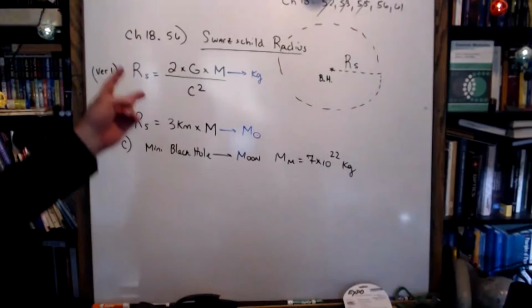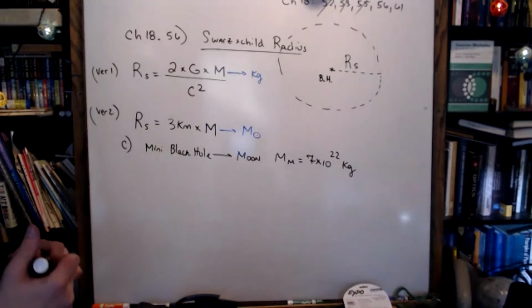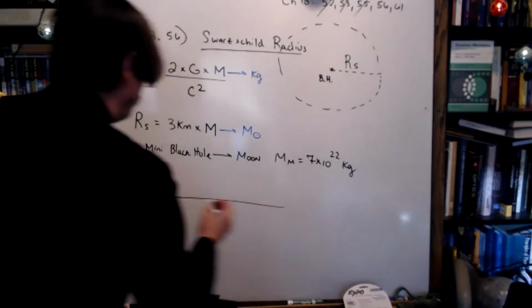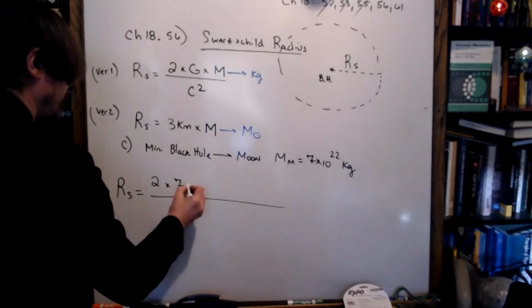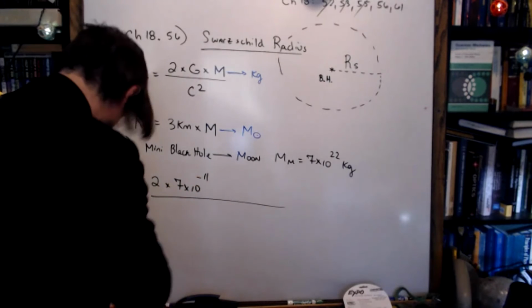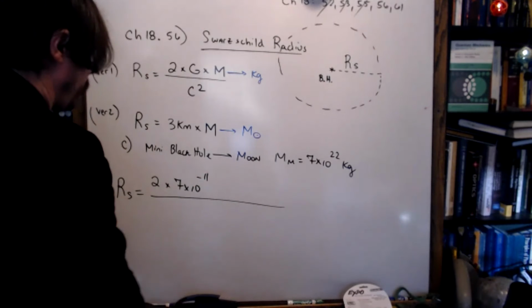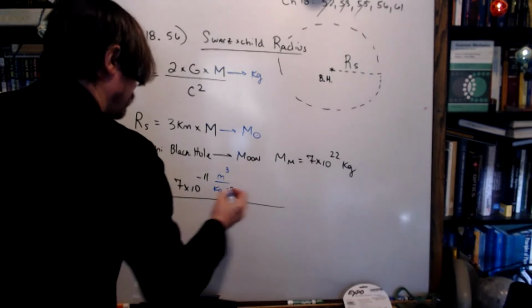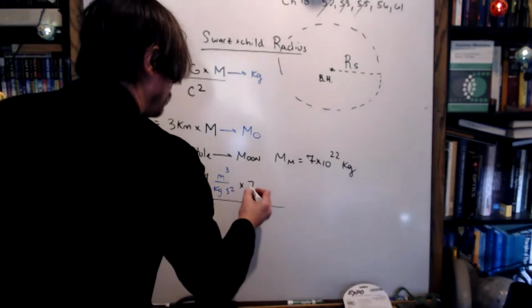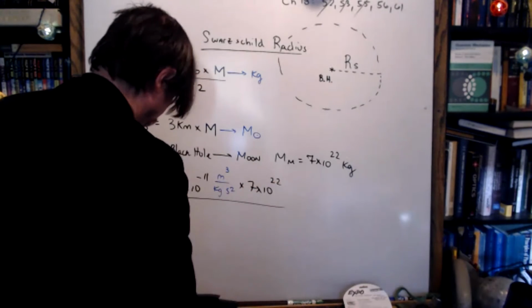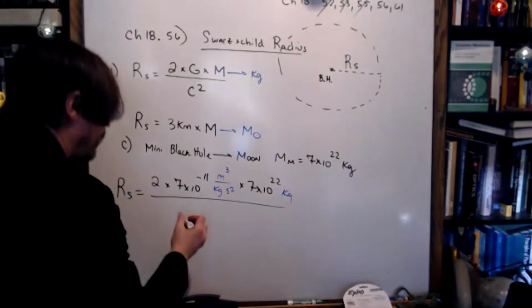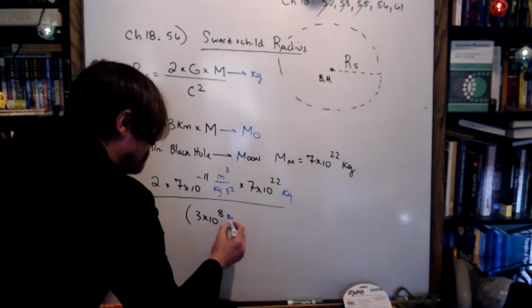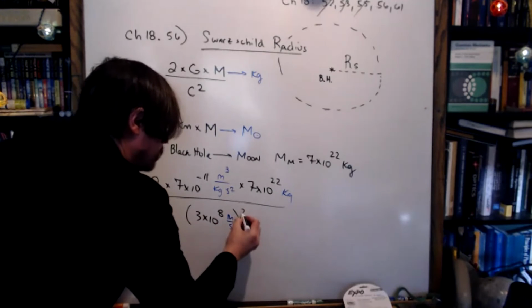Chris, what version should we use here? Version 1, because it's MKS. So the Schwarzschild radius will be 2 times 7 times 10 to the minus 11 with units meters cubed per kilogram per second squared, all times 7 times 10 to the 22 kilograms, divided by the speed of light squared, 3 times 10 to the 8 meters per second, squared.